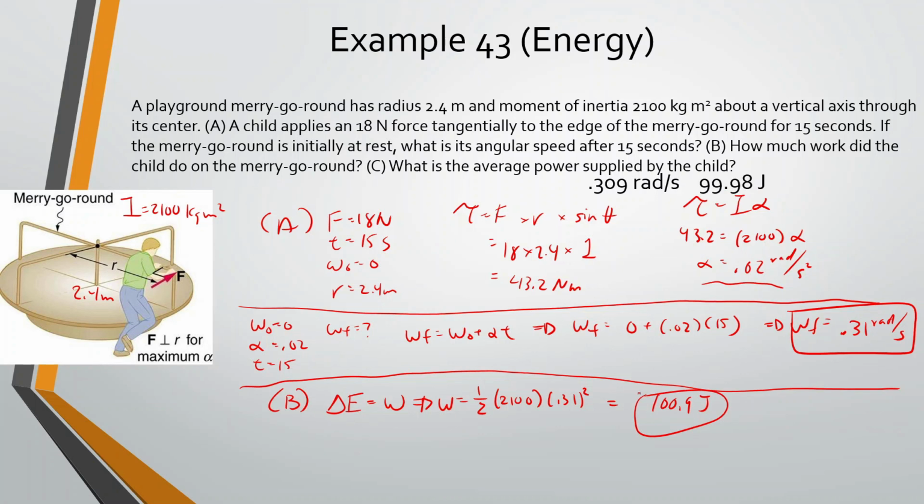Okay, all right. Part C, what is the average power supplied by the child? Okay, interesting. Power. So remember, power is work divided by time. We know the work that the child did, 100.9, and we know how long the child was working, 15 seconds. So 100.9 divided by 15, and we get 6.73 watts.